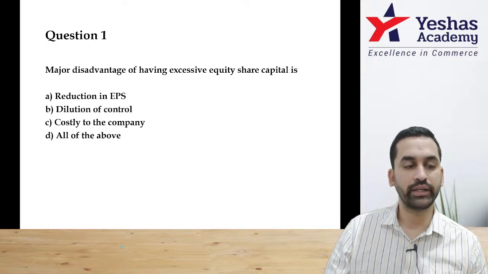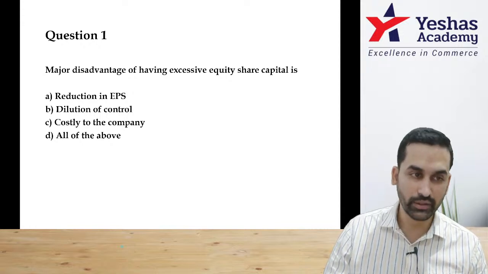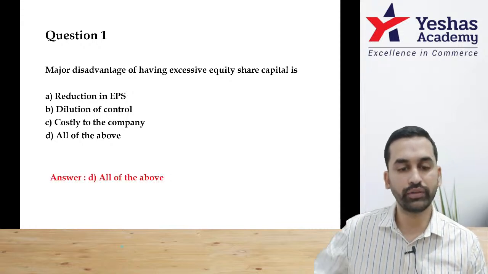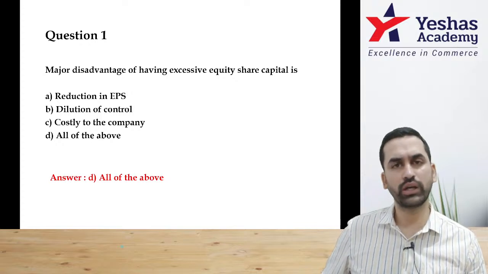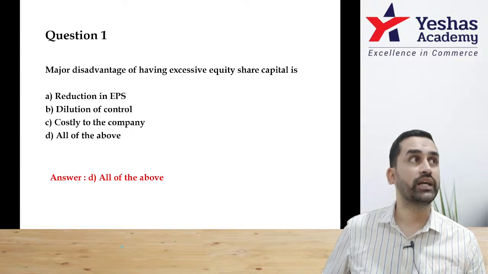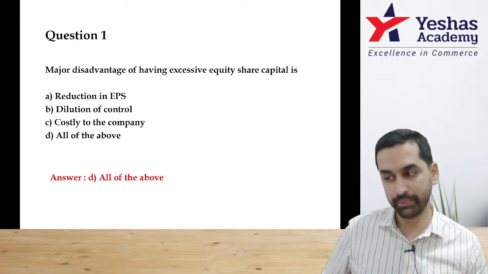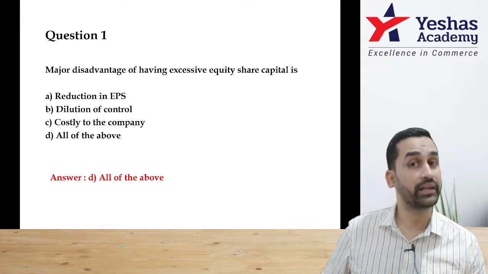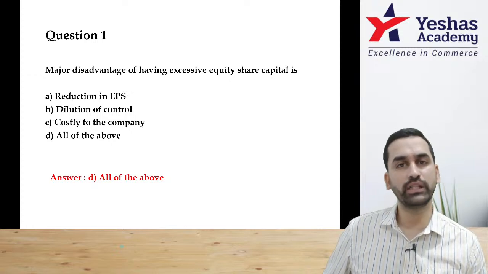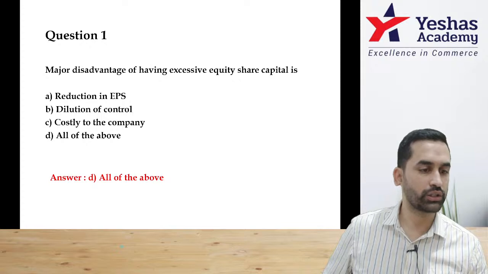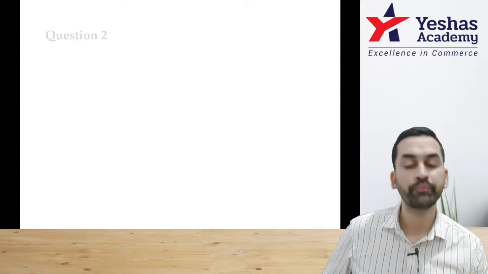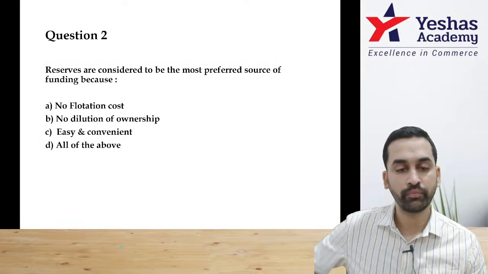It's very costly to the company. Yes, it is costly to the company. All of the above. Sir, all of the above is correct answer. Sir, why is it costly to the company? Think, equity shareholders, they take highest risk. And because they take highest risk, they expect high return. High return to the investor means what? High cost to the company. Return to investor means cost to the company. Yes. All right.